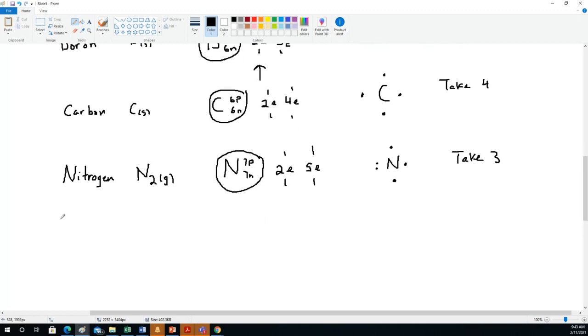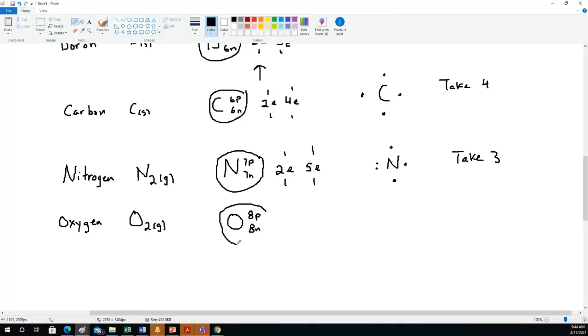Let's do oxygen. Again, its name and its symbol, O2 gas, that's how it exists. We're just going to do an oxygen atom. We're not going to draw this molecule here. We're going to draw an oxygen atom. So a single oxygen atom has how many protons? Again, looking on my periodic table, it's number 8, so therefore it's got 8 protons. Look at my mass. Again, look at your periodic table. The mass is 16, so therefore 8 neutrons.